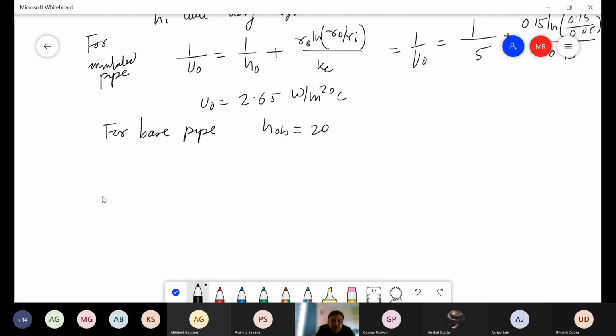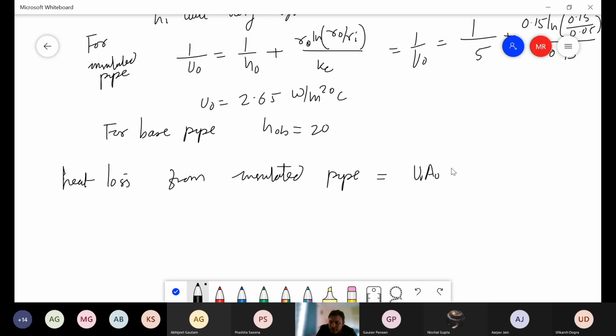Now what will be the heat loss from the insulated pipe? Heat loss from the insulated pipe will be U naught A naught delta T, isn't it? U naught in this case we have already obtained, that is 2.65. The heat transfer area will be 2 pi R L, isn't it?